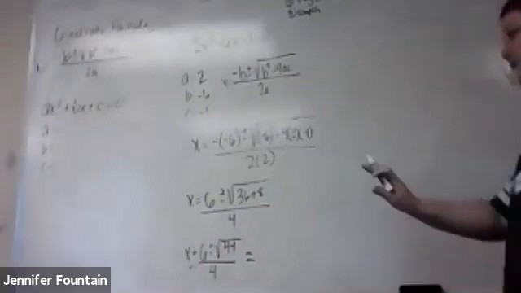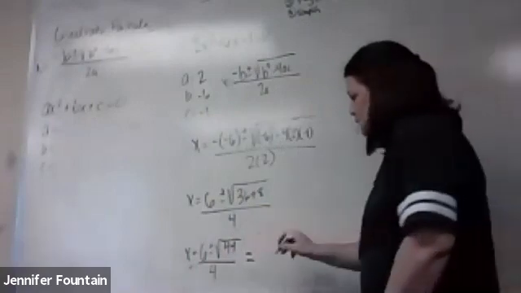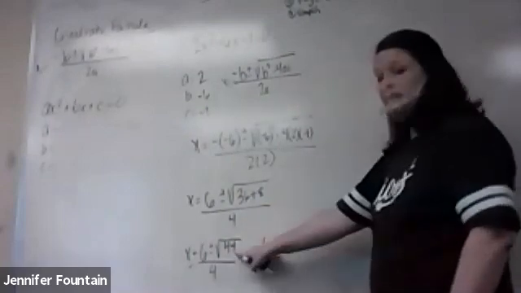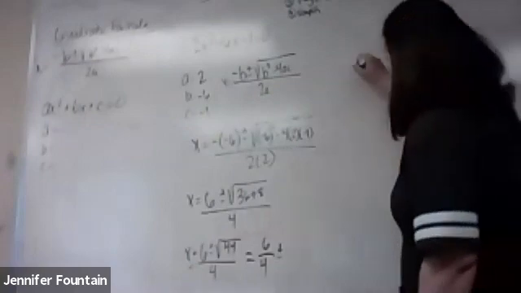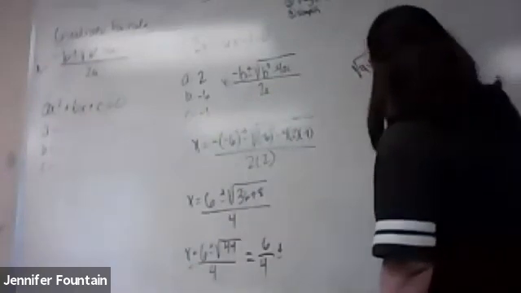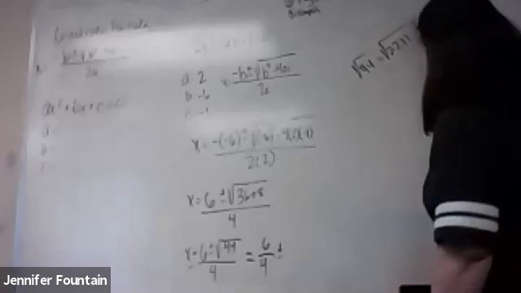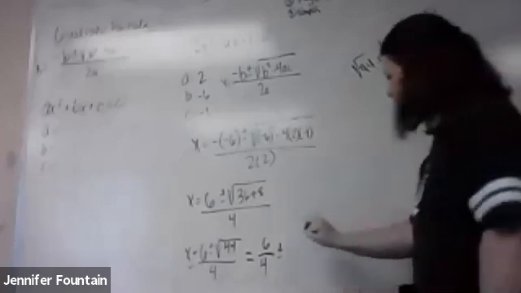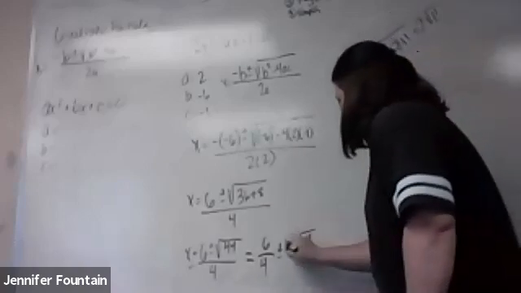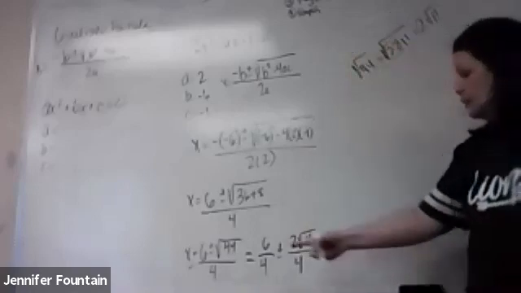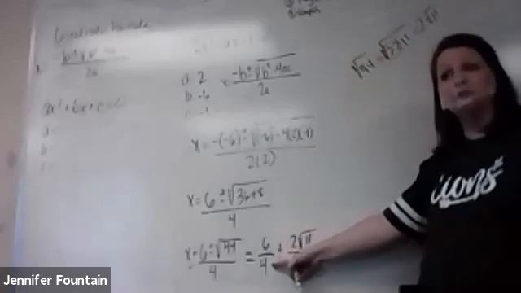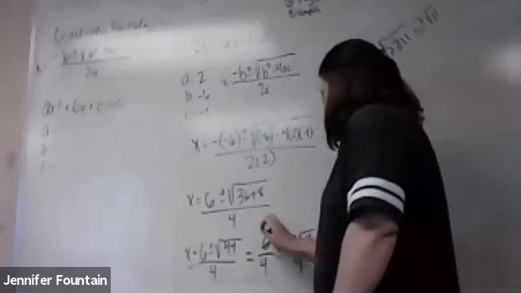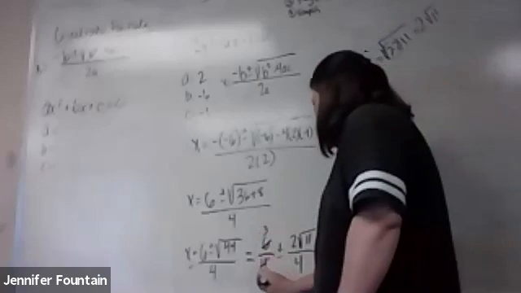All right, so I'm going to go ahead and go side to side and start breaking this down. So I'm going to have 6 over 4 plus or minus the square root of 44, which is equal to 2 times 2 times 11. My 2's come out. So that's 2 times the square root of 11 over 4. Now, what do I have in my numerator that will cancel with my denominator? What are they both divisible by? 2. 6 divided by 2 is 3, and 4 divided by 2 is 2.